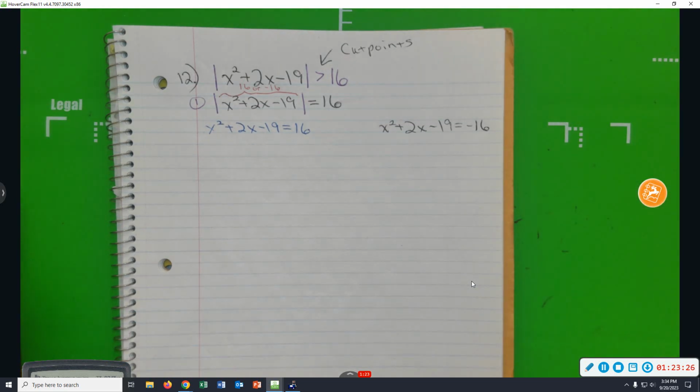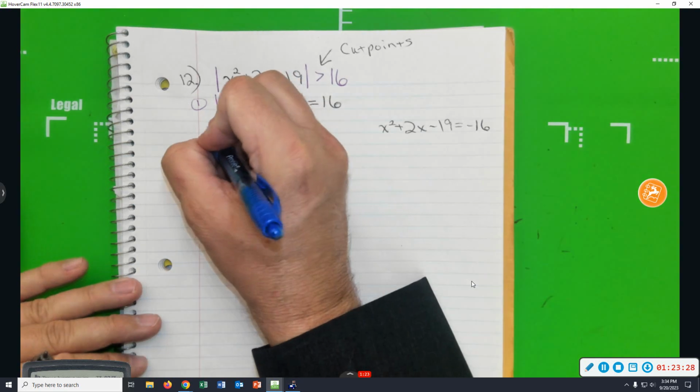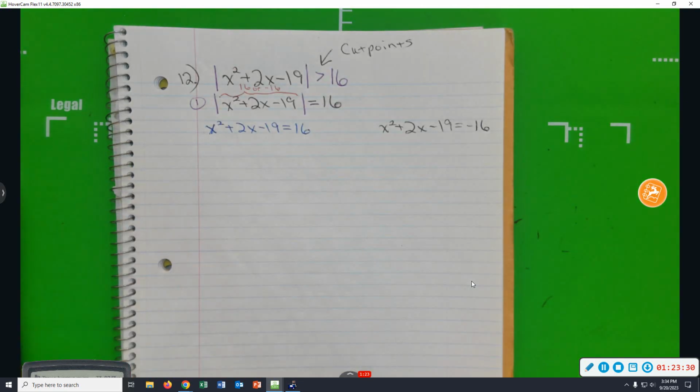Oh, I think this blue pen that I like so much is about dead. I can't even see the ink in there anymore. Oh, shoot.